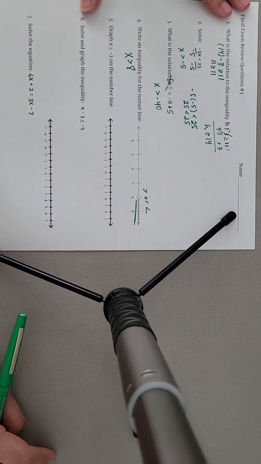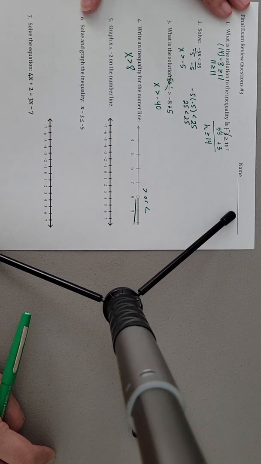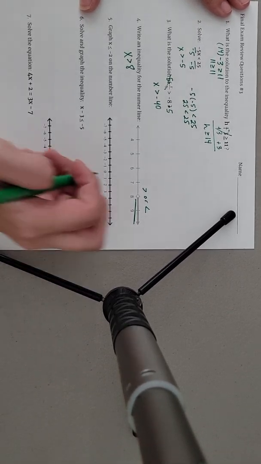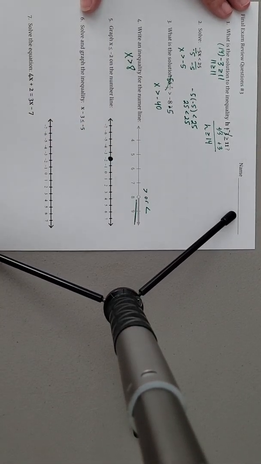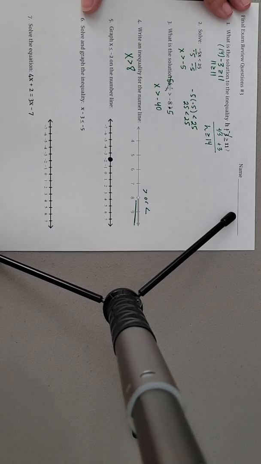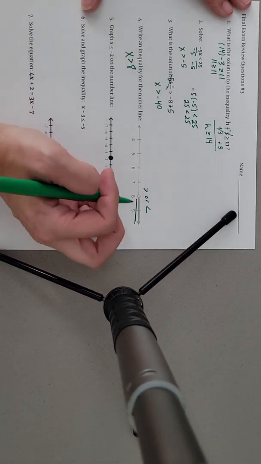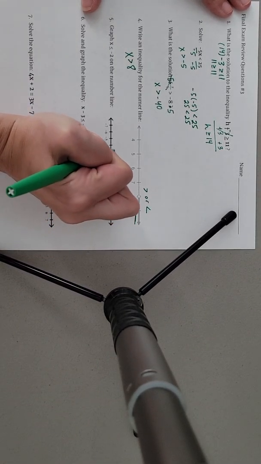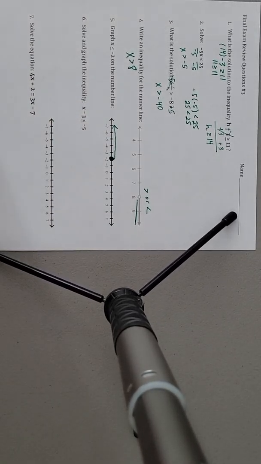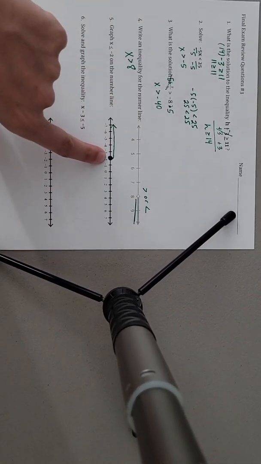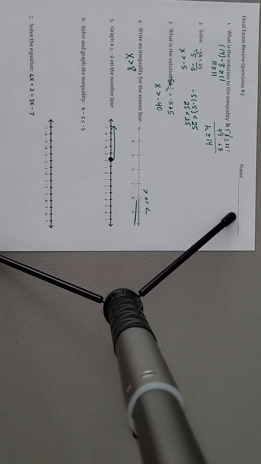All right, so number 5, we're going to do it in reverse. We're going to graph x is less than or equal to -2 on the number line. So since it is or equal to, we will have a closed circle. That means that -2 is included with our solution set. We also want to recognize that all values less than -2 are included.